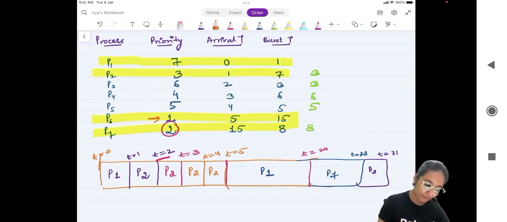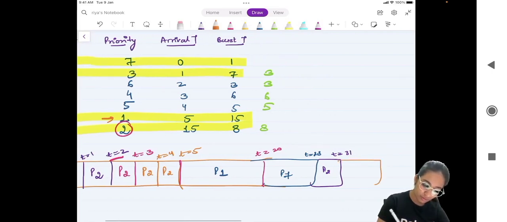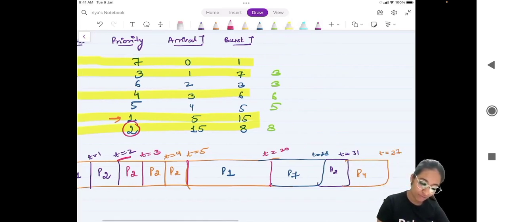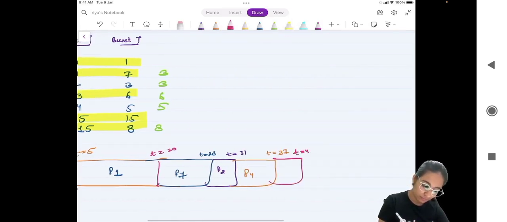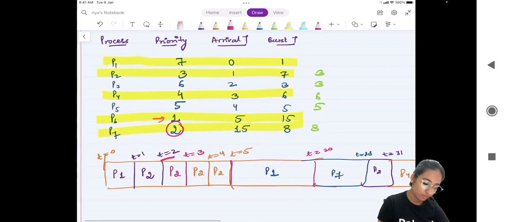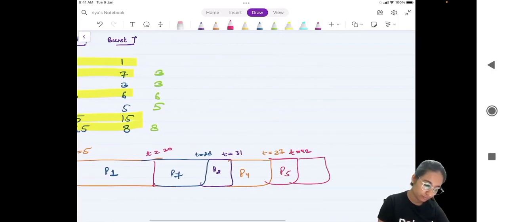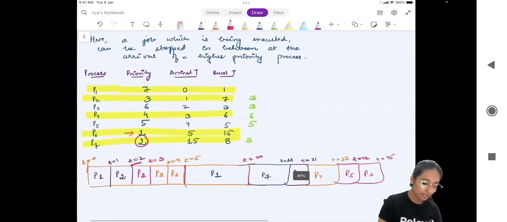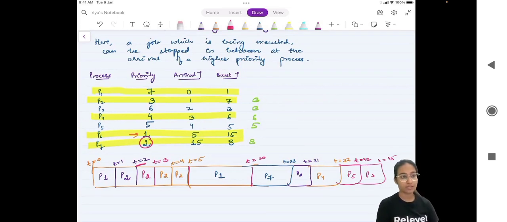Now we will next execute P4 for 6 units. And then what we have is P5 for 5 units. And then the last one that we have is P3 for 3 units. And this is what the entire way is of executing the processes. As you can see, similar to the previous process, we can stop a process in between, and we will take care of the execution of other process if a higher priority process comes in.